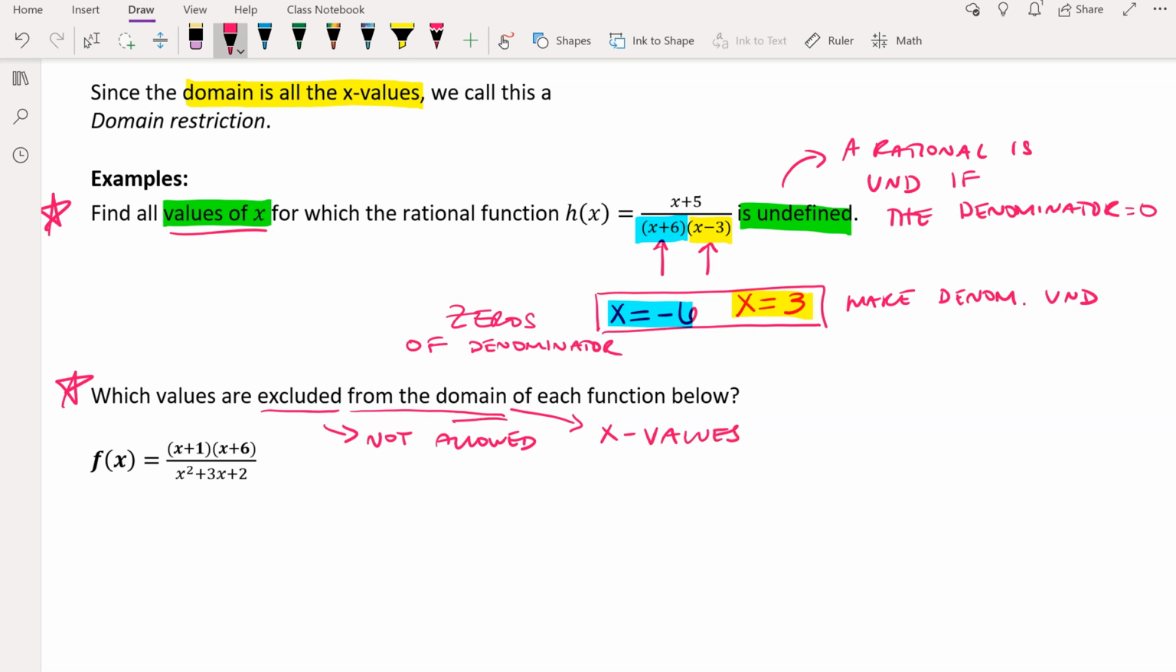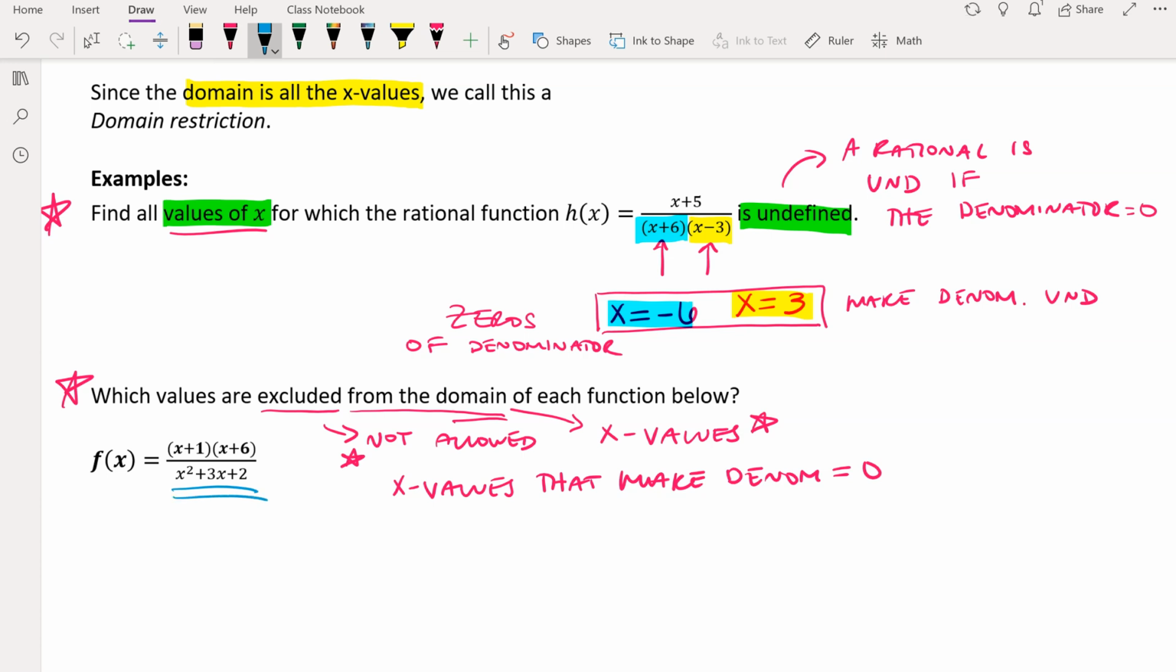So we are trying to find the x values that are not allowed. That's all we're trying to find. Well, in a rational function, like the rational function that we have here, the only x values that are not allowed are the ones that make the denominator equal 0. So let's write that down. X values that make the denominator equal 0. Those are not allowed.